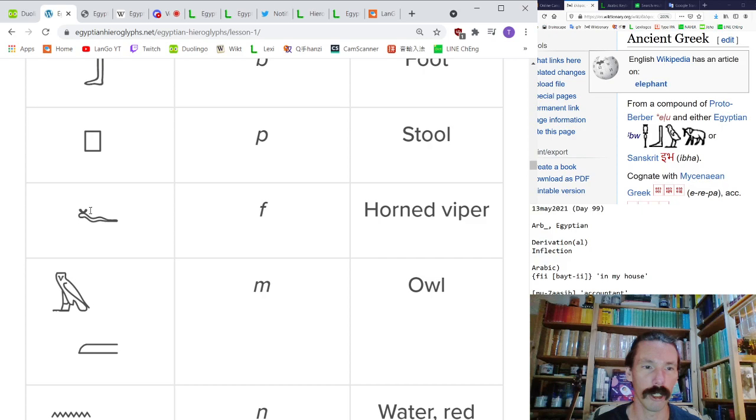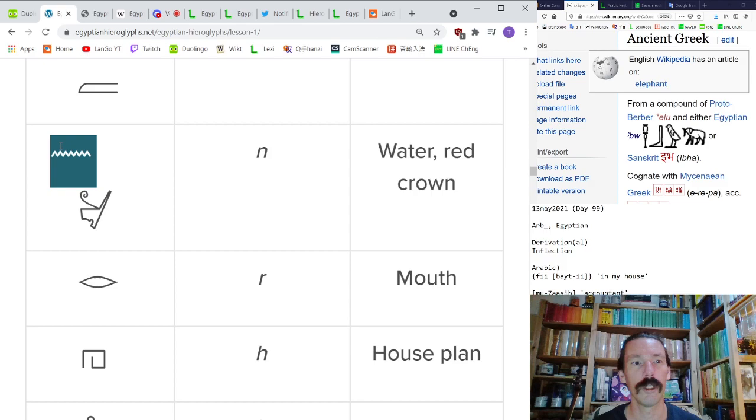Oh, M for the owl. So noon, right, the N shape. Well, no, in the Semitic language it was mem for water. So this same idea but applied to the M phoneme.